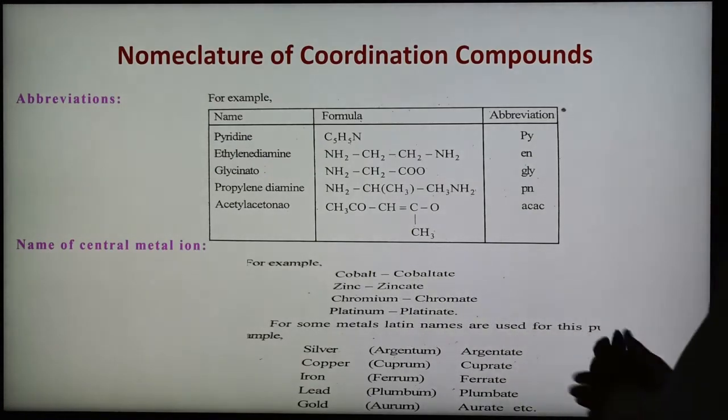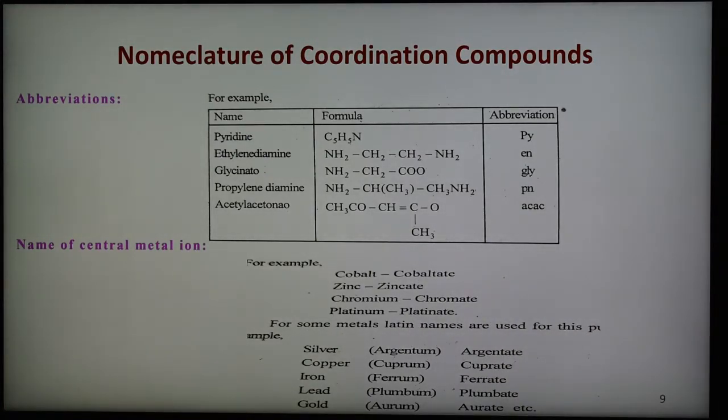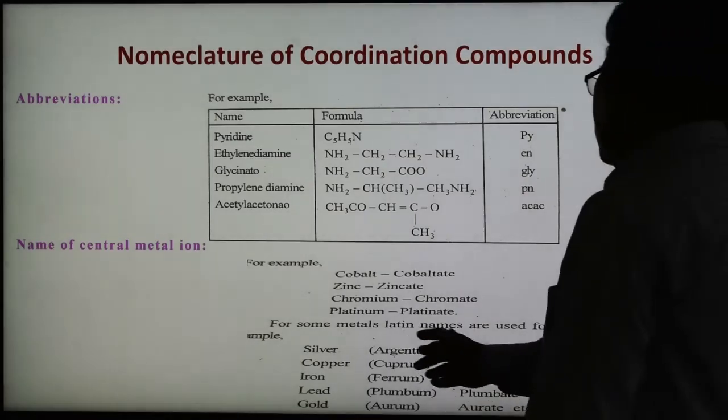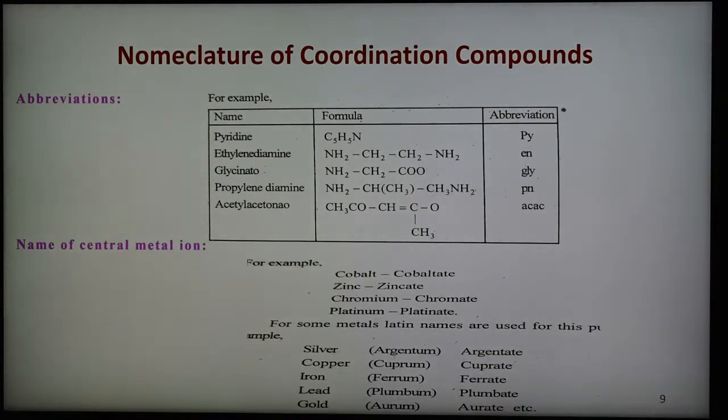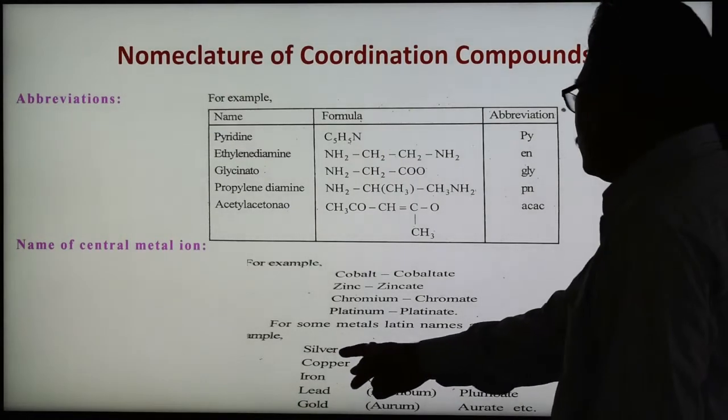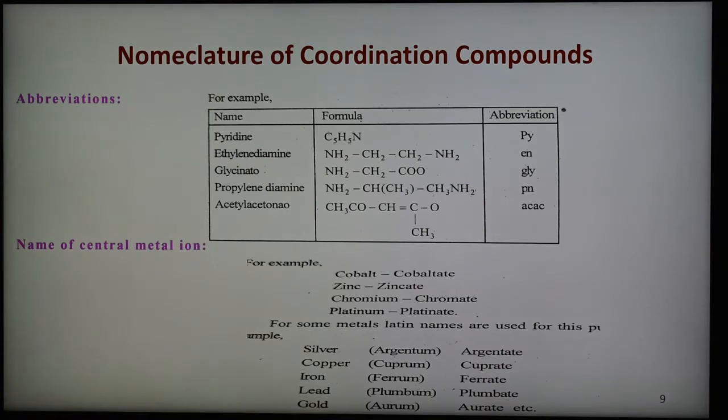For example, cobalt can be written as cobaltate, zinc as zincate, chromium as chromate, platinum as platinate, and some other metal ions can be named similarly. For some metals, Latin names are used for this purpose. Silver can be written in the Latin word argentate, copper cuprate, iron ferrate, lead plumbate, gold aurate, like that.